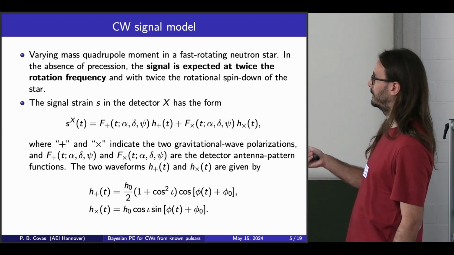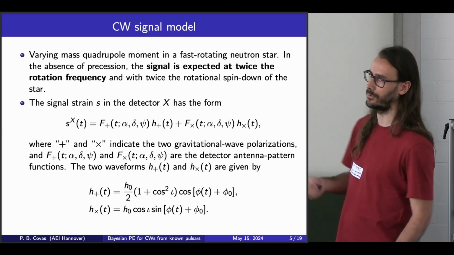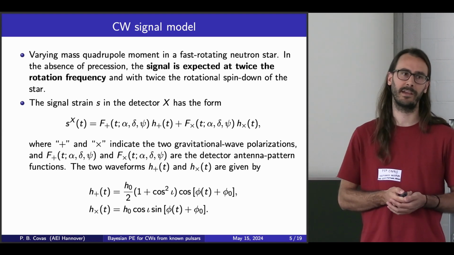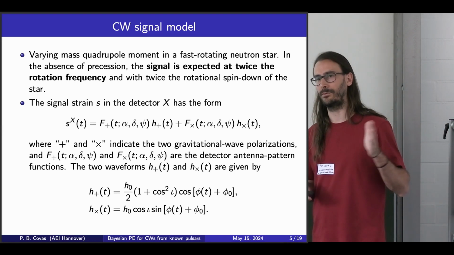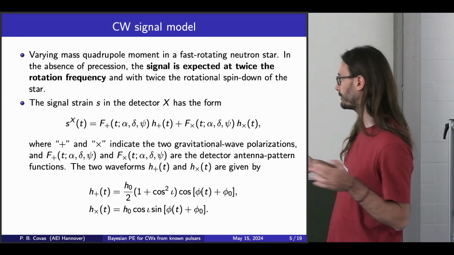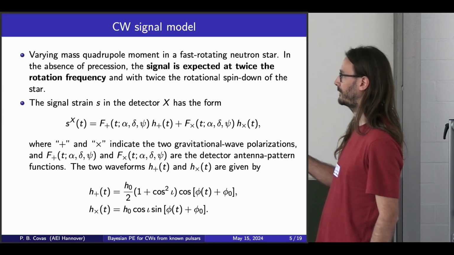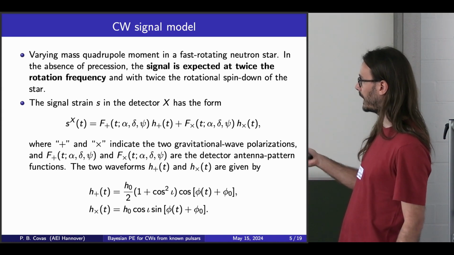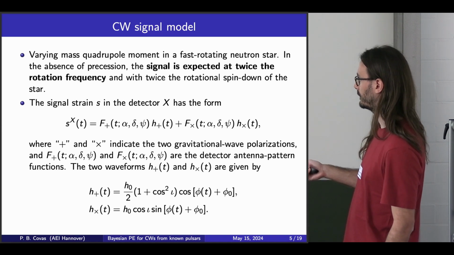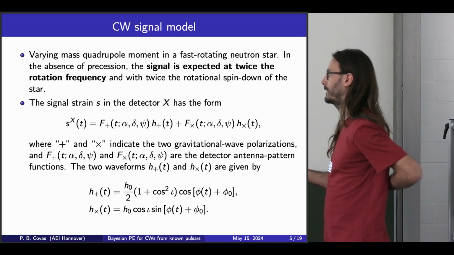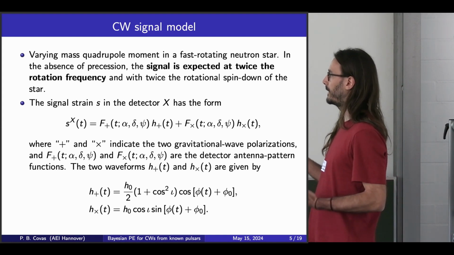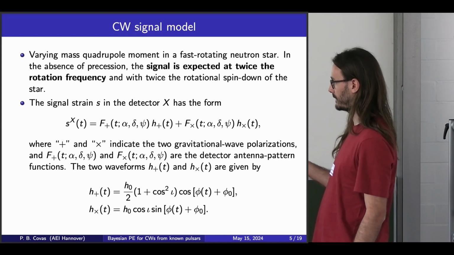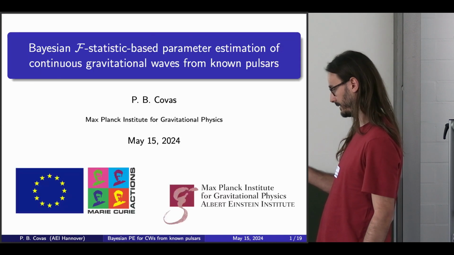F plus and F cross are the so-called antenna pattern functions of the detector, which describe the sensitivity of the detector to different directions of the sky, and also to a different polarization angle. And the h plus and h cross waveforms are given by these equations, and they are the two waveforms that we search for. You can see that they are dependent on many different parameters and on the unknown signal phase evolution.